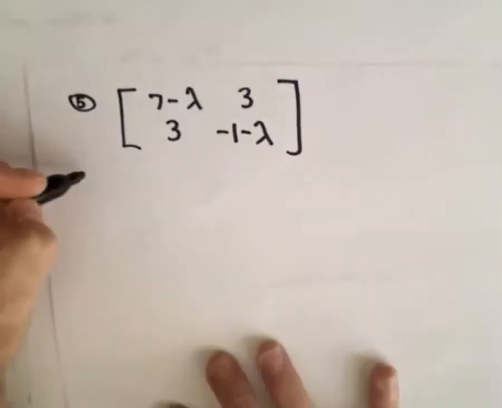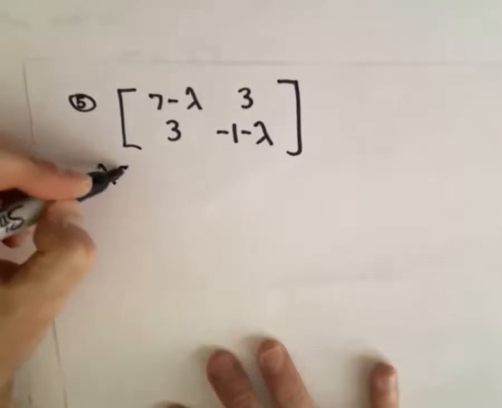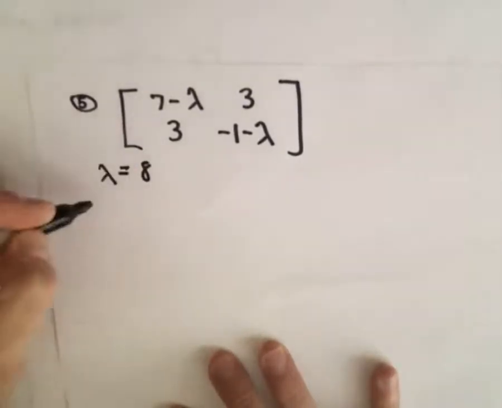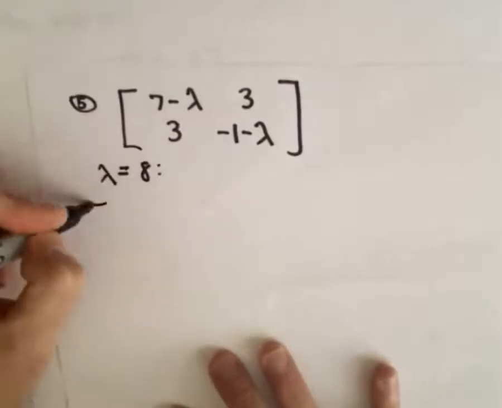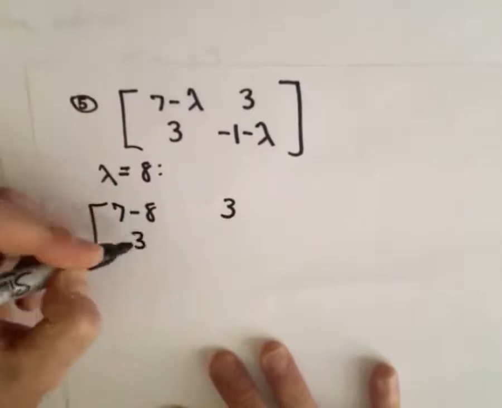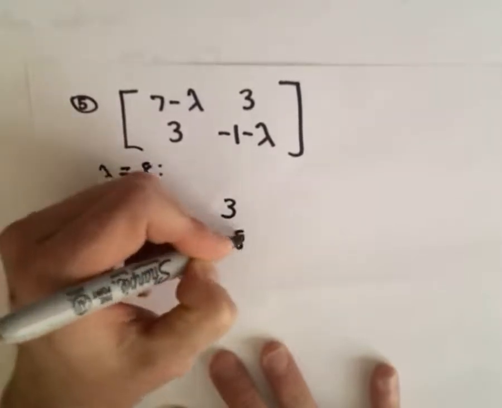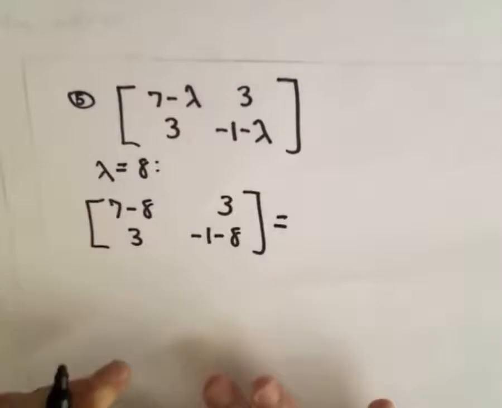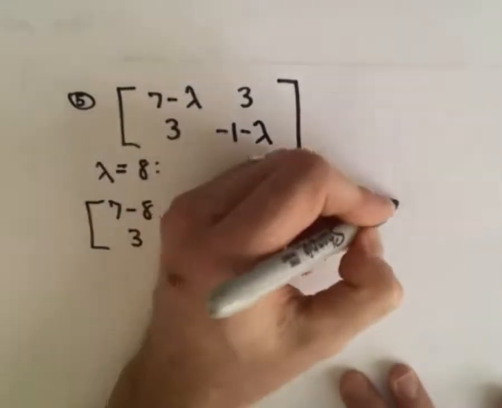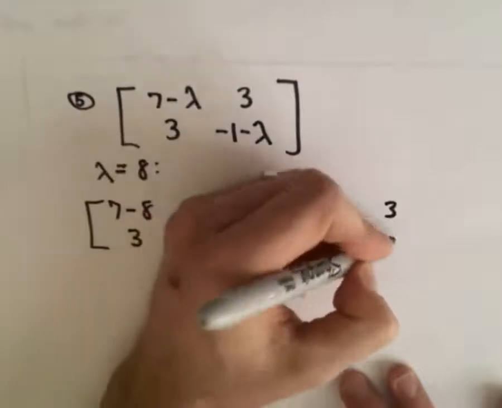Okay, so the first thing I'm going to do is start with my lambda value of positive 8. We substitute that in. So we'll get 7 minus 8. We still have a 3, a 3. Then we'll have negative 1 minus 8. And that's going to give us negative 1, 3, 3, and negative 9.